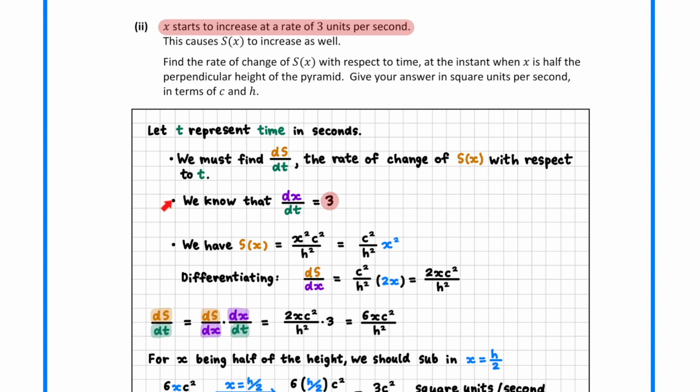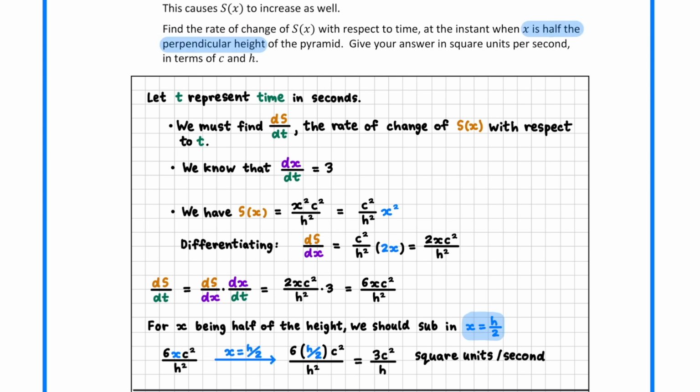We are told that x increases at a rate of 3 units per second, so the rate of change, dx/dt, is equal to 3. s of x was defined to be x squared times c squared over h squared. Differentiating this expression and simplifying tells us that ds/dx is 2xc squared over h squared. ds/dt is the product of these two derivatives, which comes out as 6xc squared over h squared.